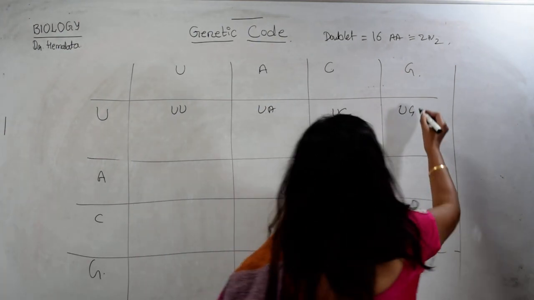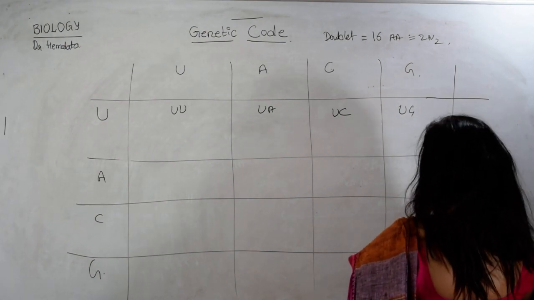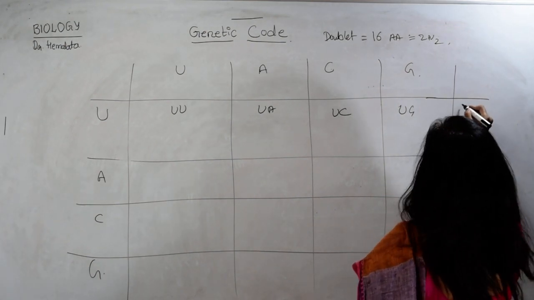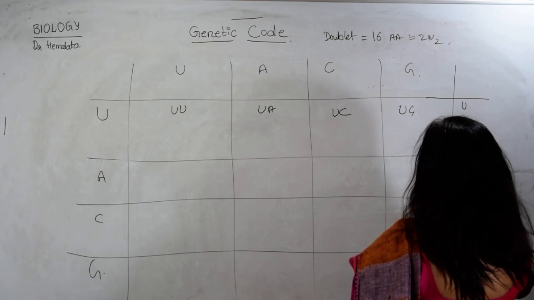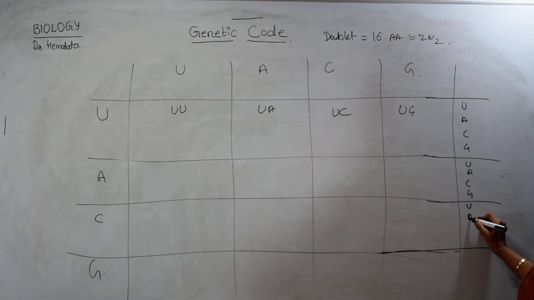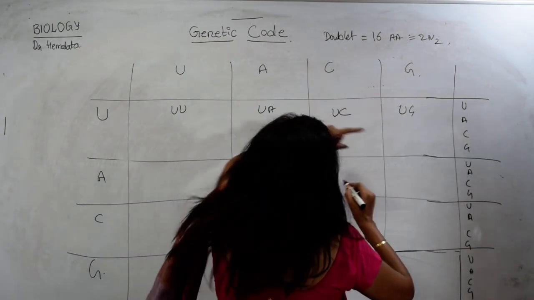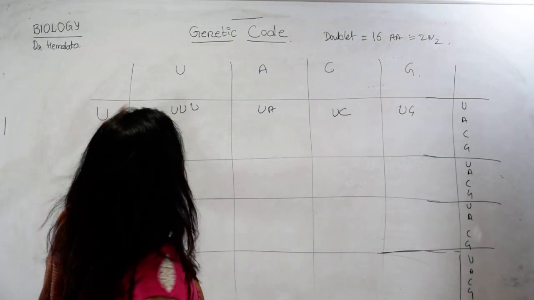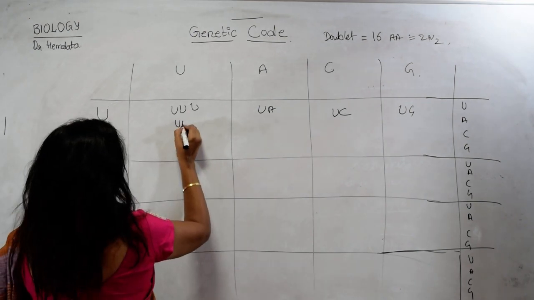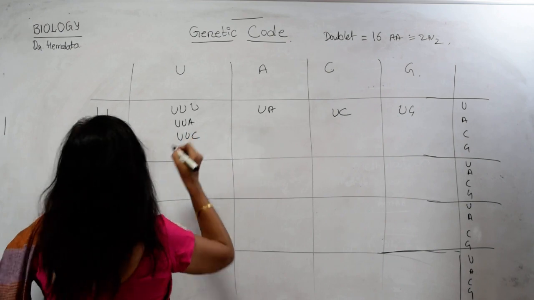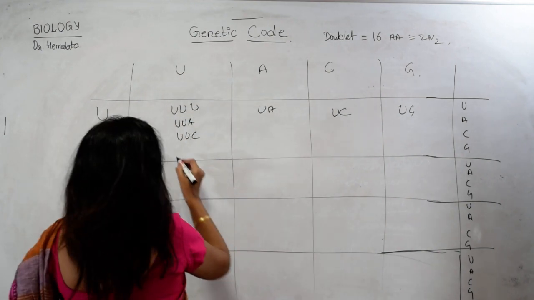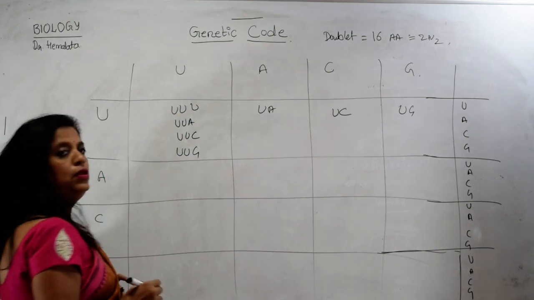So I will continue with this. You can observe how I am writing. Here, I will write UACG, UACG, UACG, and the last one, UACG. Right? How do you combine? UUU, the first codon. UUA, second codon. Then UUC. Then UUG, right? These are the 4 codons.